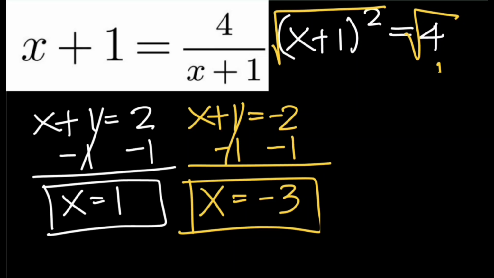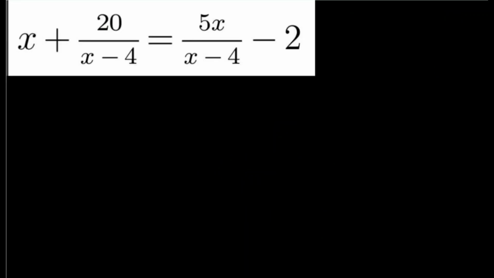Now let's solve another one. Let's say we're given this equation: (x + 20)/(x - 4) = 5x/(x - 4) - 2. So to solve this equation, we just have to multiply both sides by x minus 4.